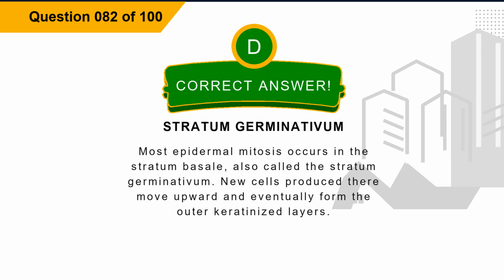The correct answer is option D, stratum germinativum. Explanation: most epidermal mitosis occurs in the stratum basale, also called the stratum germinativum. New cells produced there move upward and eventually form the outer keratinized layers.